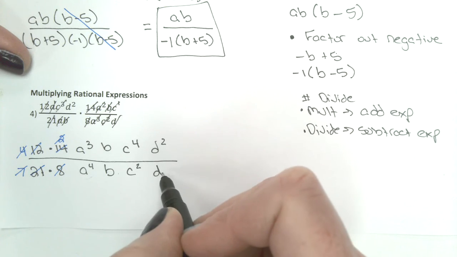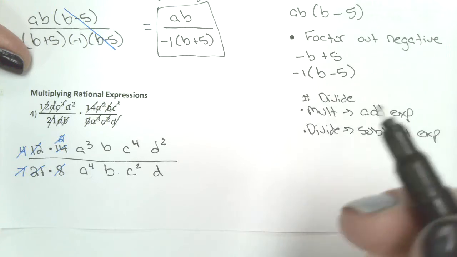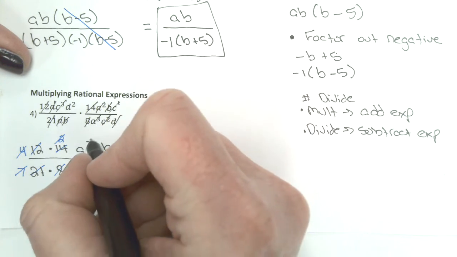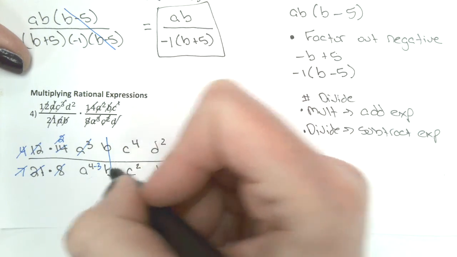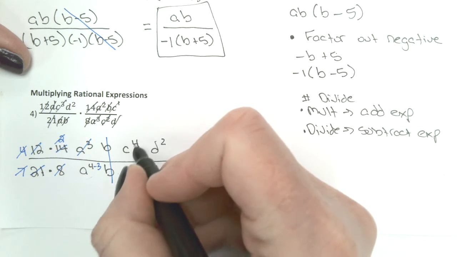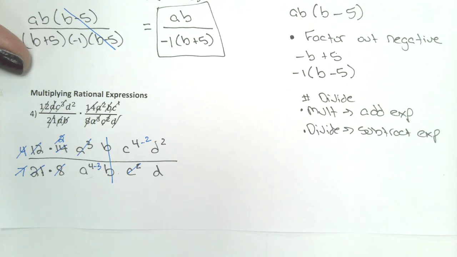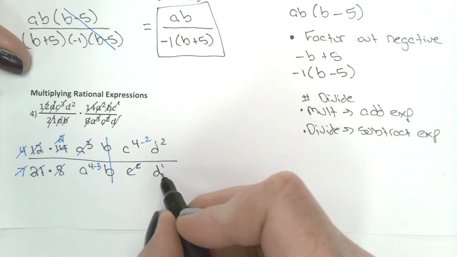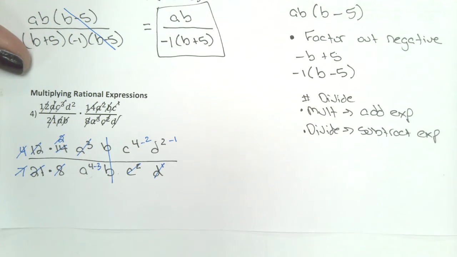I like how I stacked the variables on top of each other, so then I feel like they're more organized. So A's, subtract them. So I'm going to go 4 minus 3. B divided by B, they completely cancel each other out. The C's, the bigger exponents on top, so I'm going to go 4 minus 2. And that D on bottom, it has an invisible exponent of 1. And so on top, I get D minus 1.